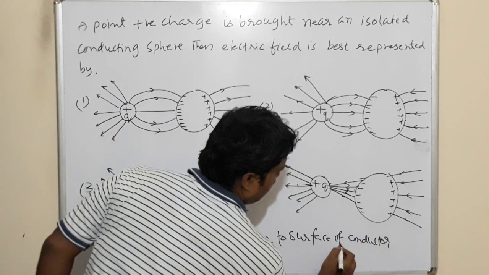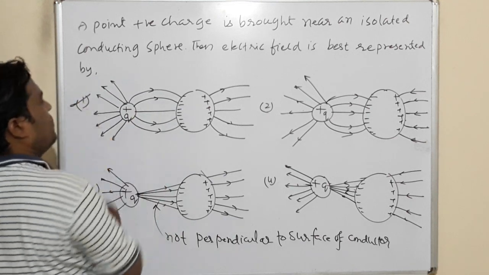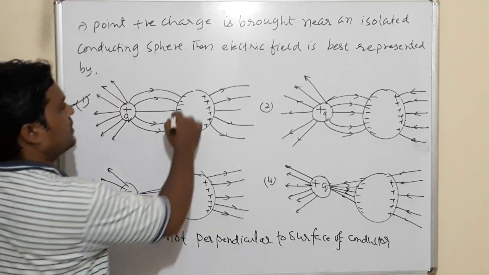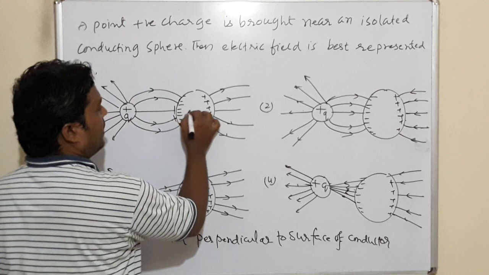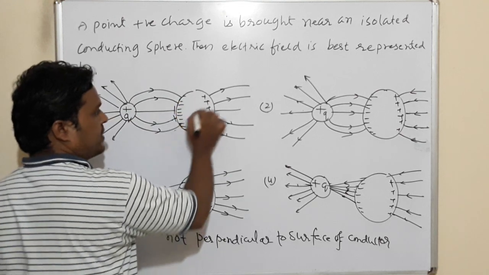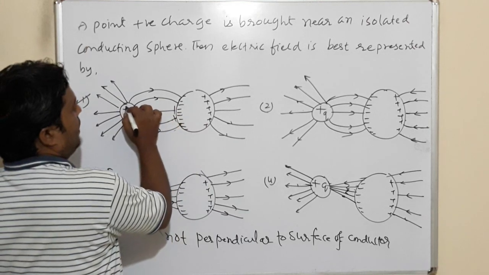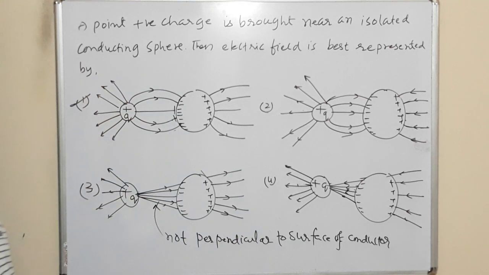This is the only option which represents the correct one. See, these are perpendicular to the surface of the conductor, and if they are extended like this, they will be moving towards the center, then away from the positive charge towards the negative charge, again away from the positive charge. Follow this, make a note of this question, we'll solve one more.